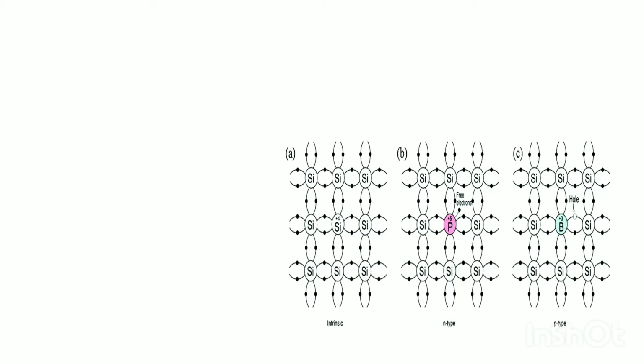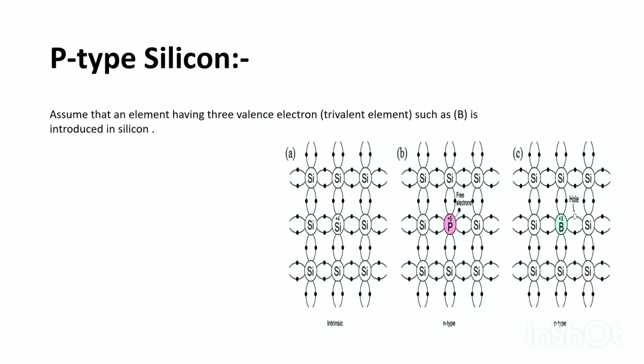N-type silicon. You have already seen N-type silicon. Now assume that an impurity such as phosphorus, which has 5 valence electrons, is introduced in silicon. The impurity concentration is required for the semiconductor device.